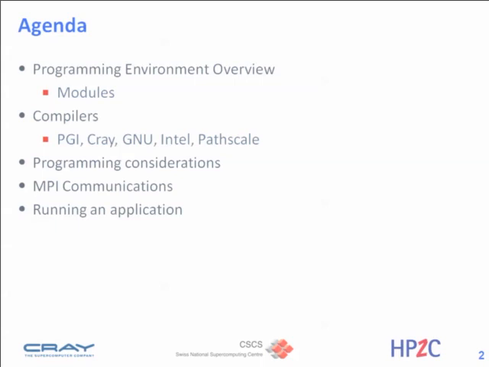Then I'll go through some compilers. There are many compilers available, and I'll go through some of them. Then I'll talk about some programming considerations, just a little about MPI. We could say a lot of things about MPI communication, but I don't want to go into too many details at this stage. Then we'll start seeing what it means to run an application. And then we move into the lab, where you actually experiment and try to run an application on the x86.